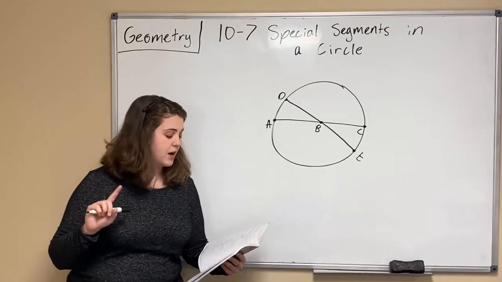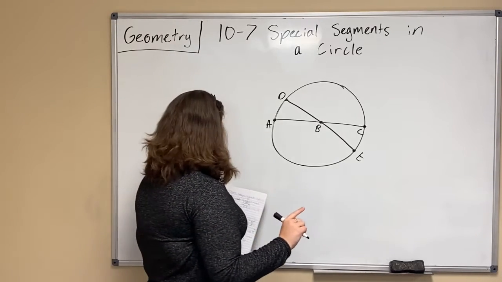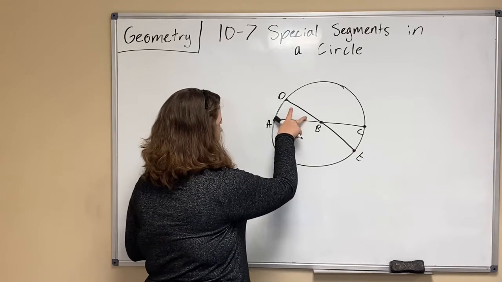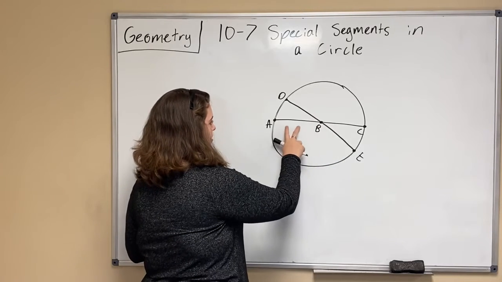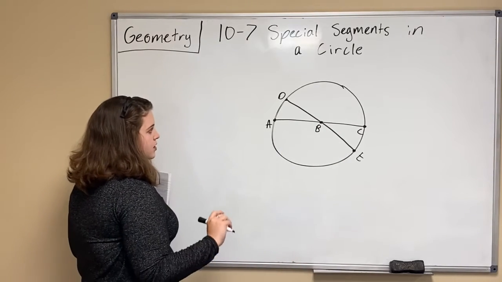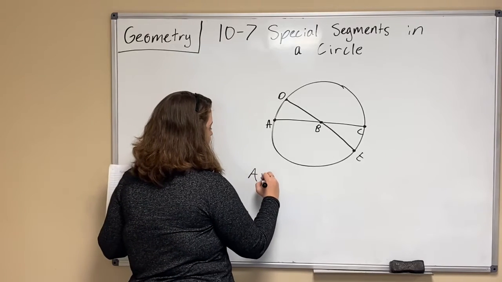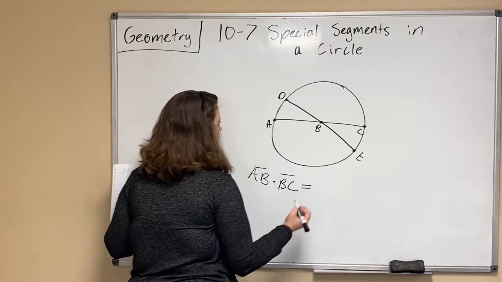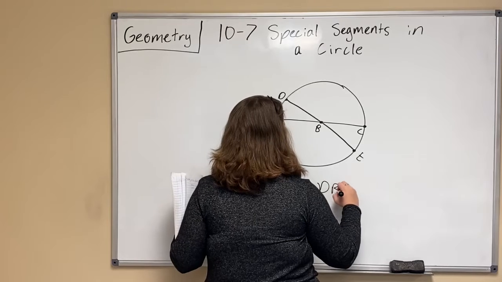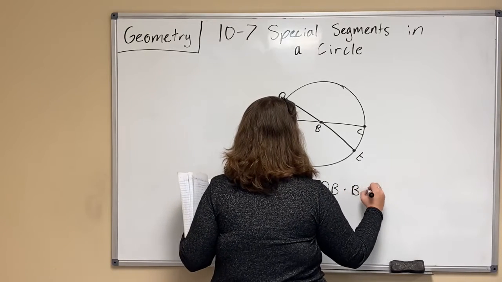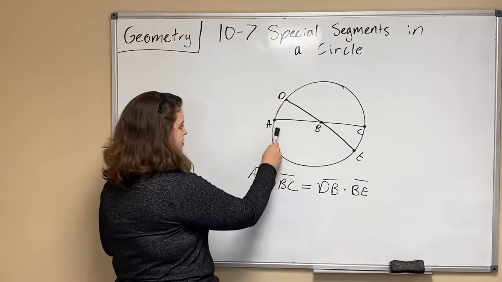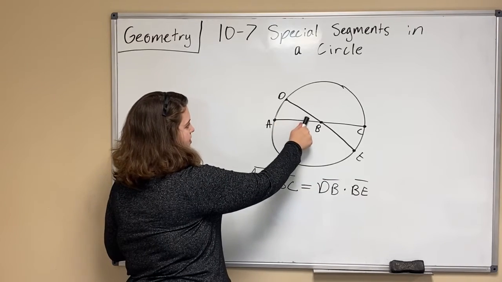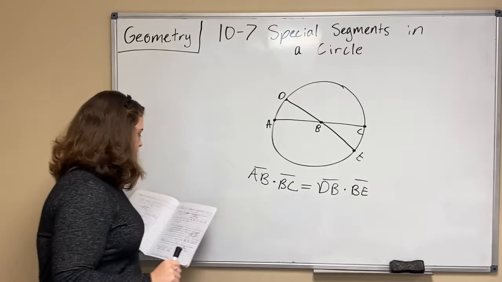What I can know about these two chords is that the product of the lengths of the segments of one chord is equal to the product of the lengths of the other two segments. So if I took AB times BC, that would be the same as if I took DB times BE. So this segment of the chord times this segment of the chord equals this segment of this one times this segment of this one.